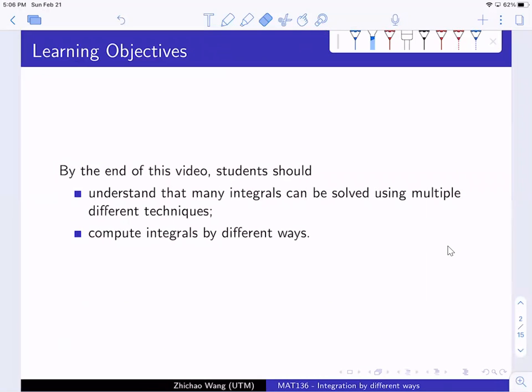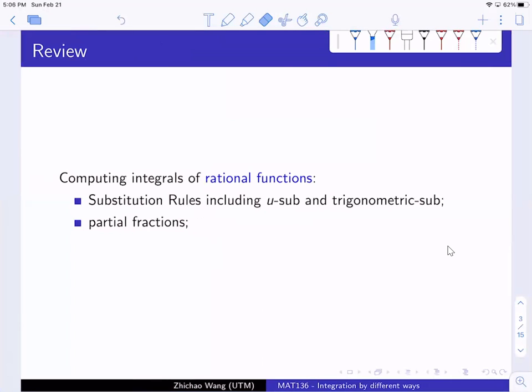By the end of this video, students should understand that many integrals can be solved using multiple different techniques and compute integrals by different ways.